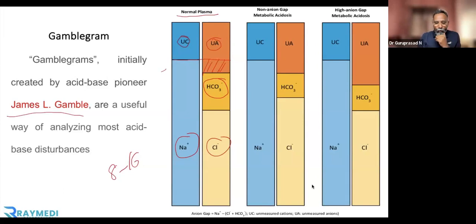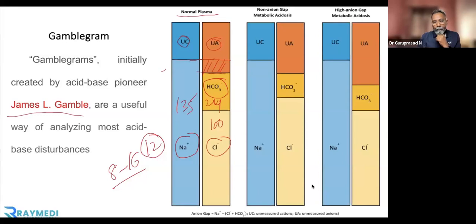So you can see the chloride is normal here. Probably it will be around 100. The bicarbonate will be around 24. The sodium will be around 135. So 135 minus 124 will be around 11. So as we know, it is 8 to 16, and for calculation purposes, it will be 12. So 135 minus the sum of 24 plus 100, which is 124, is 11. So what you have to notice is, this is a normal anion gap.